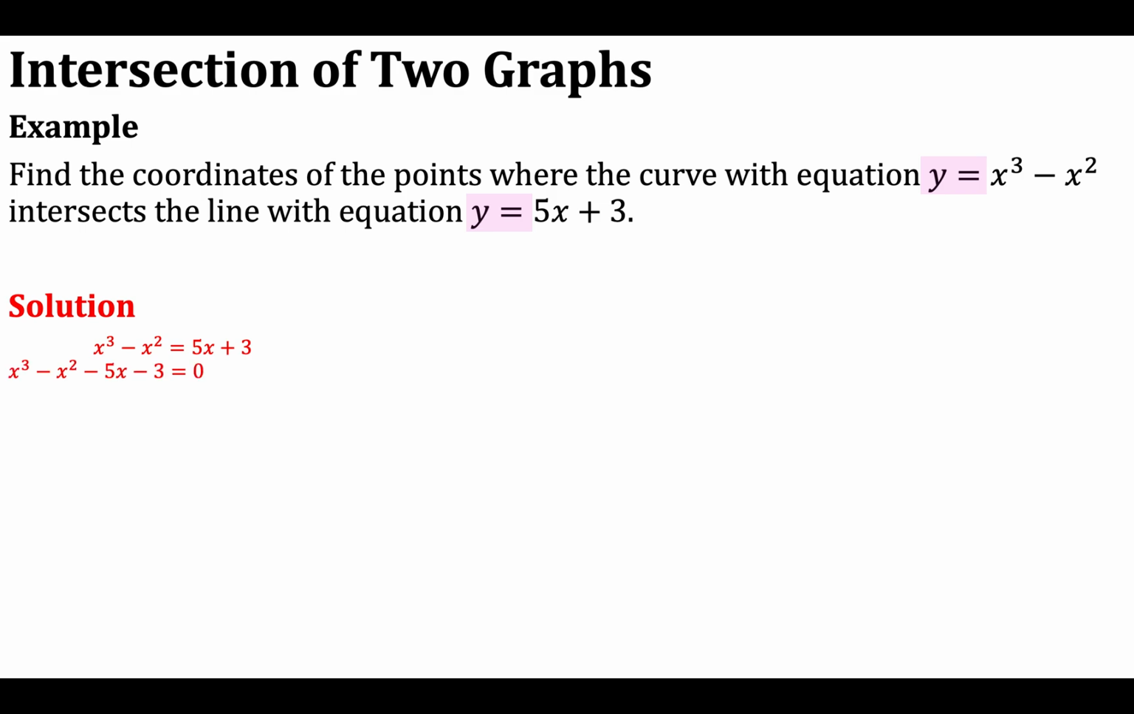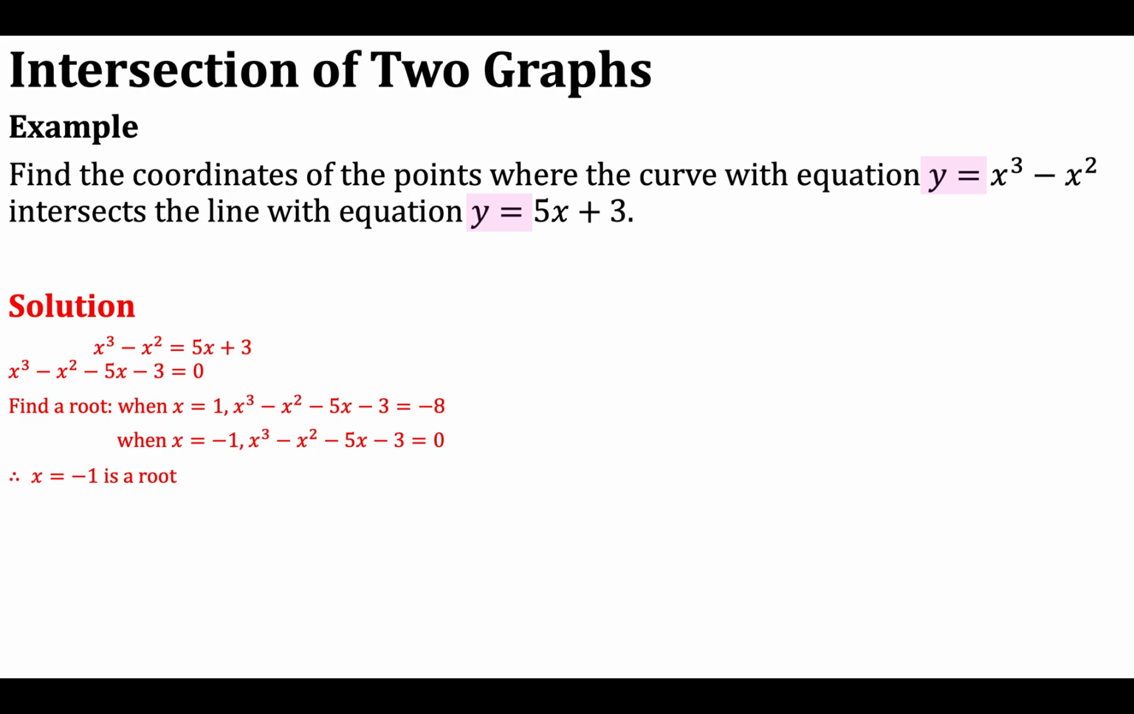So subtracting our 5x and our 3 from both sides gives us x cubed minus x squared minus 5x minus 3 equals 0. And then we need to try and find a root of this cubic that we've got. So let's start with x being equal to 1. So when we substitute that in here, 1 cubed minus 1 squared minus 5 times 1 minus 3, that gives us negative 8. If we try x equals negative 1, so negative 1 all cubed minus negative 1 all squared minus 5 times negative 1 minus 3, that gives us 0.